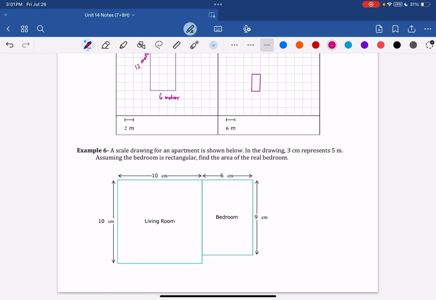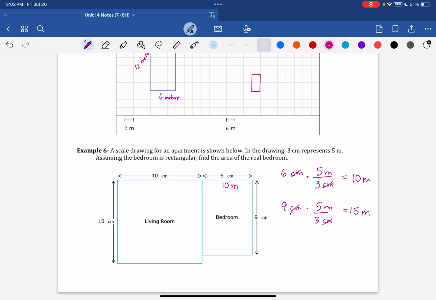A scale drawing for an apartment is shown below. In the drawing, 3 centimeters represents 5 meters. Assuming that the bedroom is a rectangle, find the area of the real bedroom. Well, if the bedroom is 6 centimeters by 9 centimeters on the drawing, how big is the real bedroom? Let's convert it. 6 centimeters, and we want to get rid of centimeters, so 5 meters over 3 centimeters. Cancel centimeters, and that gives us 10 meters. So this side is 10 meters. Then we have 9 centimeters times 5 meters over 3 centimeters, so that's 15 meters. So the side is 15 meters. Then the area is equal to 10 times 15, so 150 square meters.